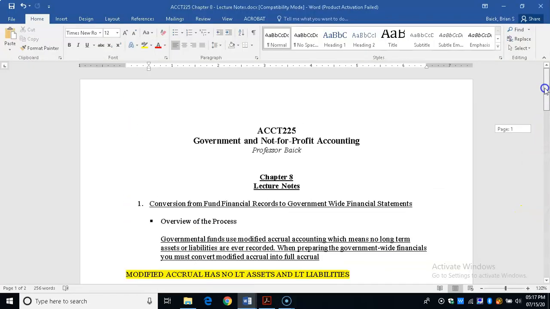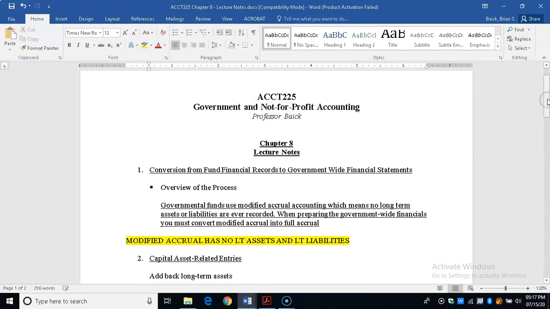Okay, so for the Chapter 8 notes, just know the modified approach and the collections rule, and then make sure you know the journal entries, just the ones we went over, for converting from modified accrual to full accrual. And if you have any questions on Chapter 8, please let me know.